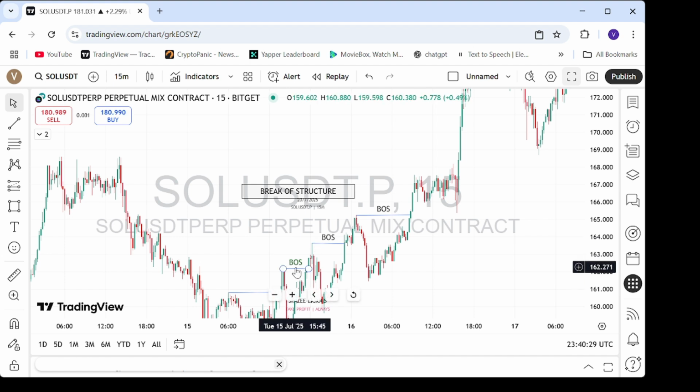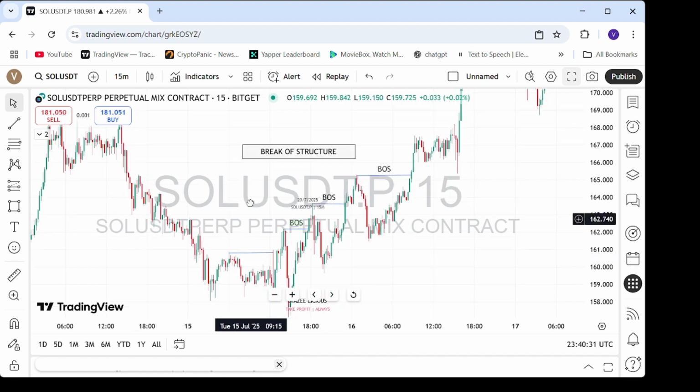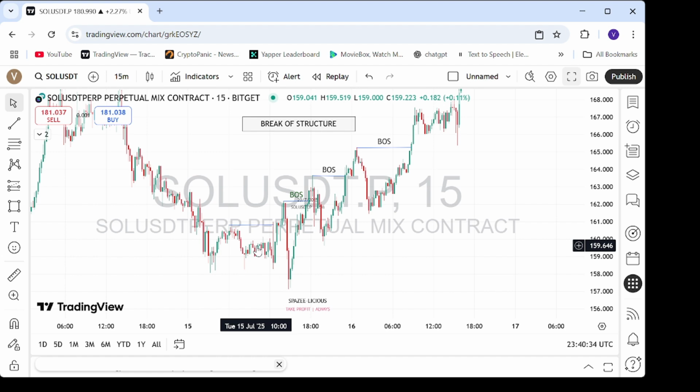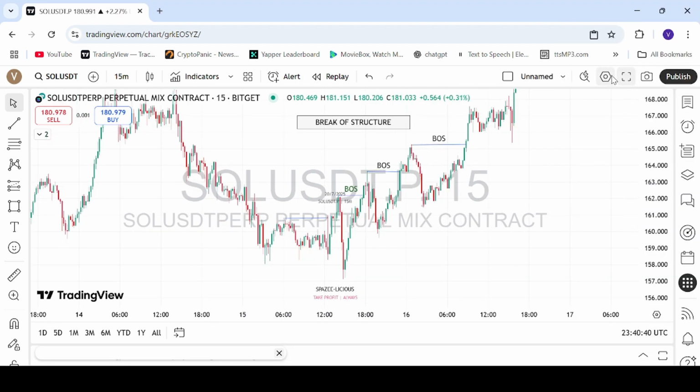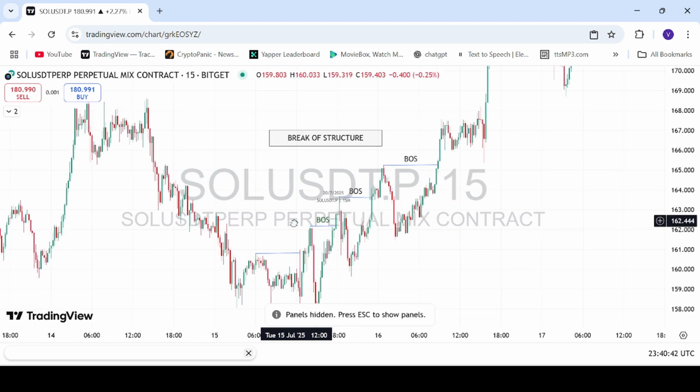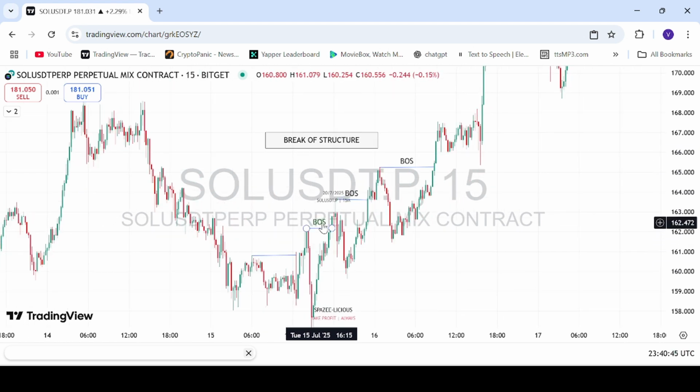If you look here properly, you will see that when the market makes a higher high, that is a BOS. That's a BOS over there. When the market keeps breaking structure, like it keeps making higher highs, that's a BOS in an uptrend movement.